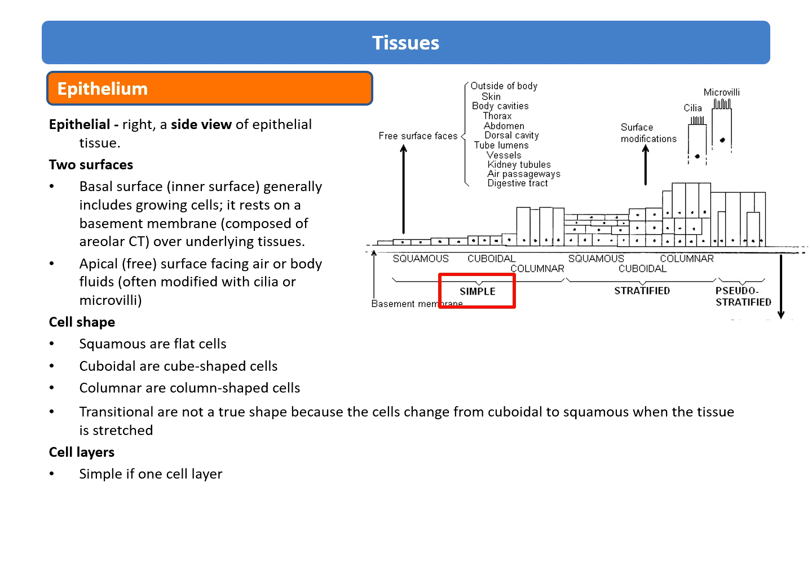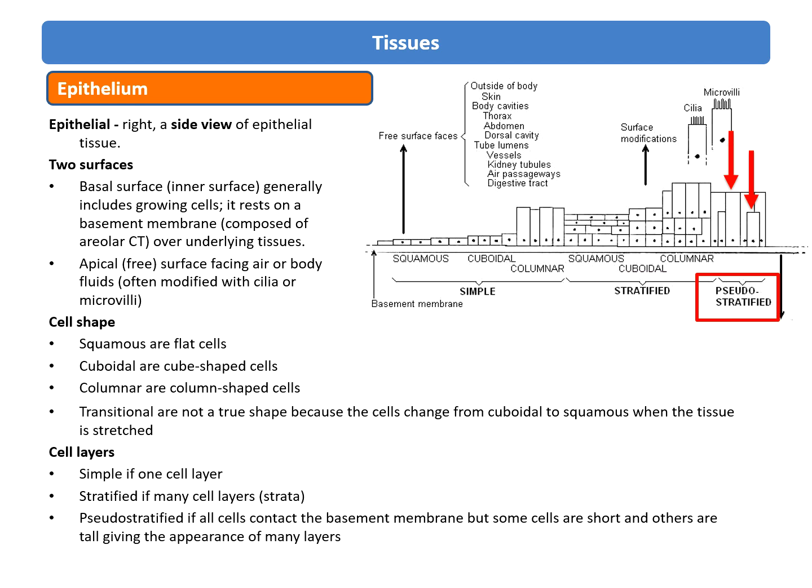Cell layers: simple if there's one cell layer, stratified if it has many cell layers. Some epithelial tissue is called pseudostratified because at first glance it looks like it has many layers, but actually the cells are all resting on the basement membrane and they have different heights.